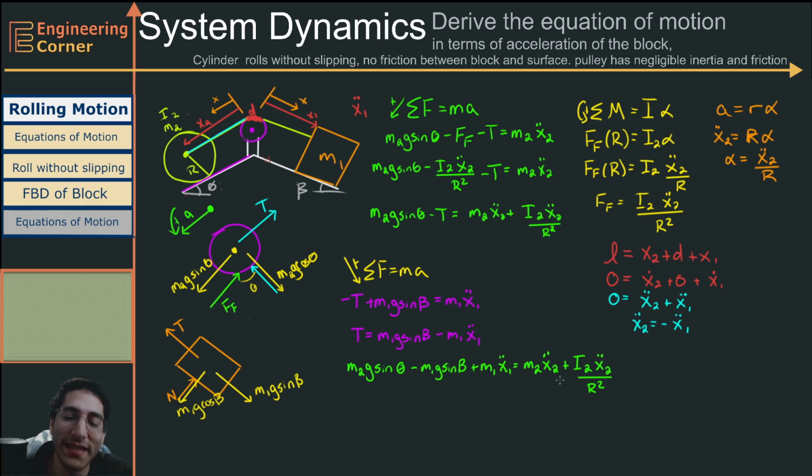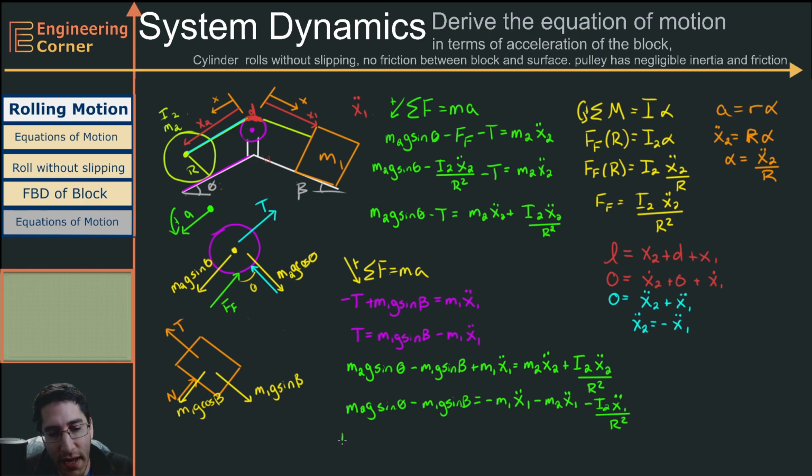Now I can substitute this into this equation and get M2G times the sine of theta minus M1G times the sine of beta is equal to a minus M1 X1 double dot minus M2 X1 double dot minus I2 X1 double dot over R squared. Now, what can I do? I can take out a minus sign, bring it to the other side, and take out an X1 double dot. And that's what I'm going to do.